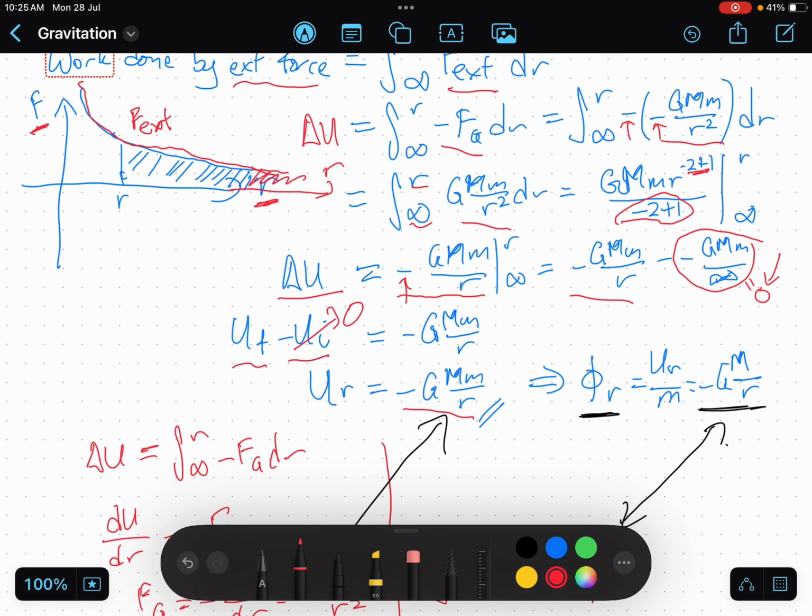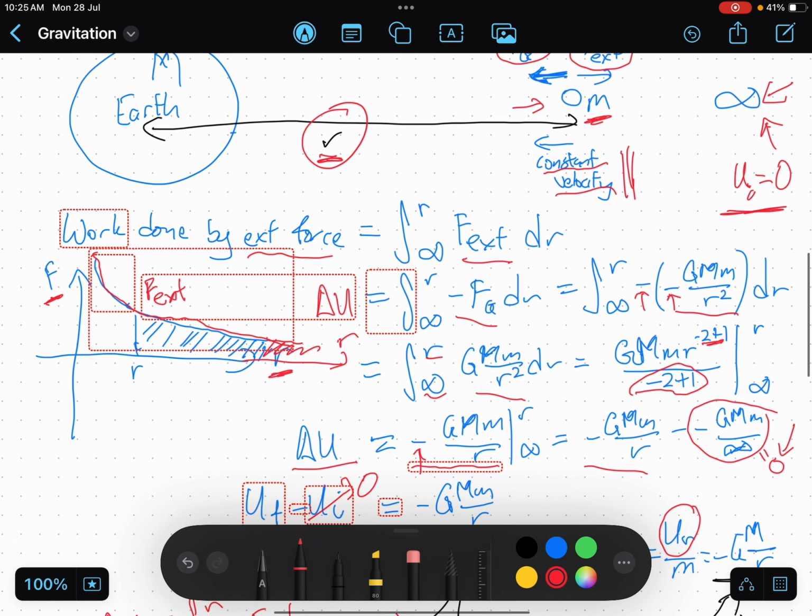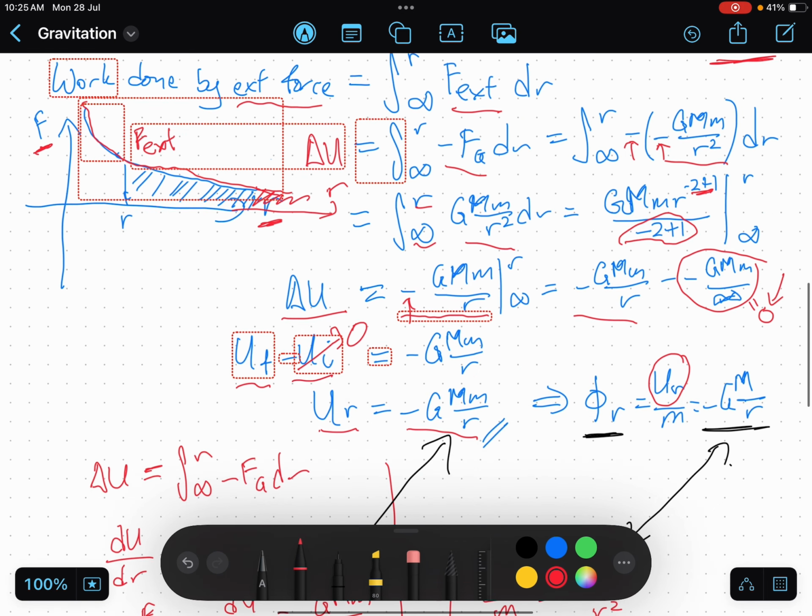If I want to find potential, which I told you in class is a proxy to measure gravitational potential energy, then I'll just divide the energy, which is Ur, by the small m, which is this mass, and that will give me the gravitational potential for the Earth.